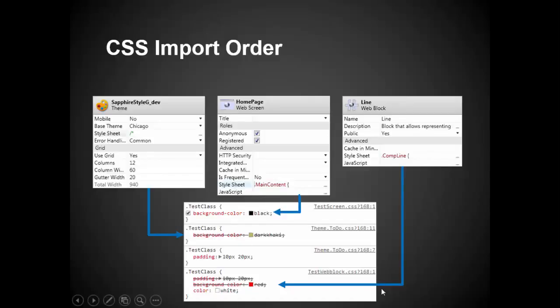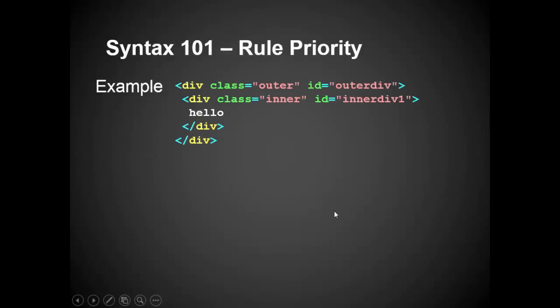Okay, so you can clearly see here the order that the browser is applying the style. The first one is the one that is coming from the web block. The second one is the one that is coming from the theme, and the last one is actually the one that is coming from the screen. Okay? So we have seen these two rules. The rule priority, how it is going to be applied, or what are the most specific elements. Then we have seen the definition order.